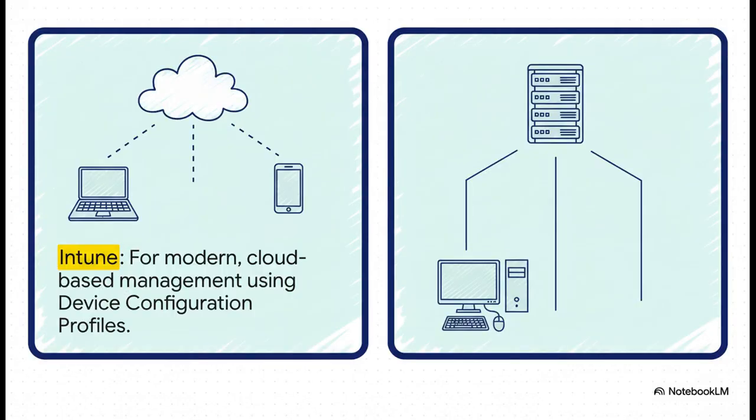And to dig in just a little deeper, the choice really boils down to your management style. Intune is the modern, cloud-native way to do things, with configuration profiles. Group policy, or GPOs, is the traditional way you'll use for devices still tied to your on-premises Active Directory.